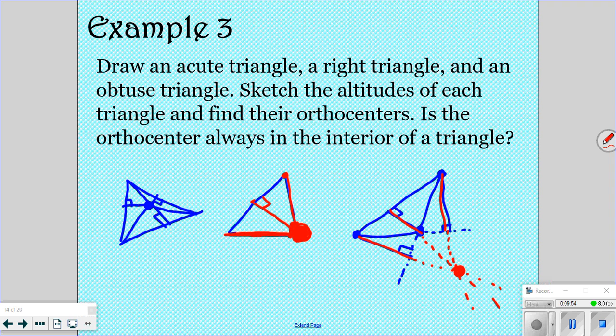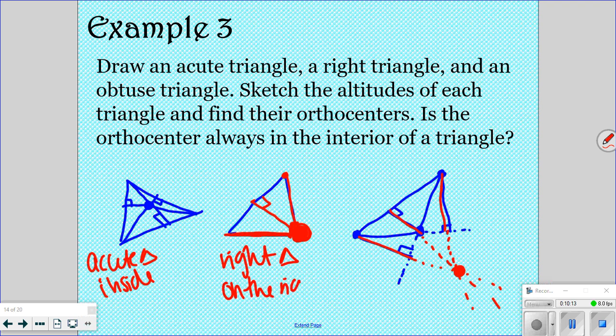So is the orthocenter always in the interior of your triangle? No. For an acute triangle, it's inside. For a right triangle, it's on the right angle. And for an obtuse triangle, it's outside. So that's how your orthocenters work.